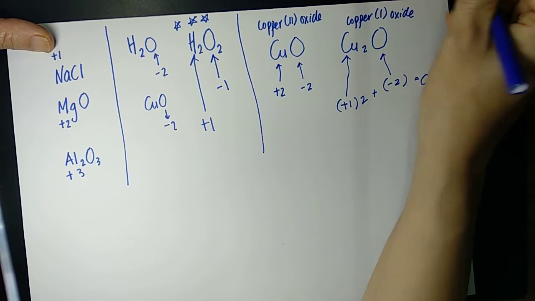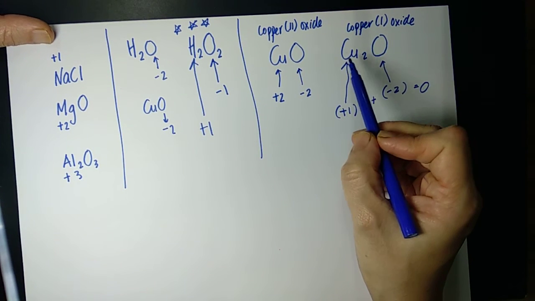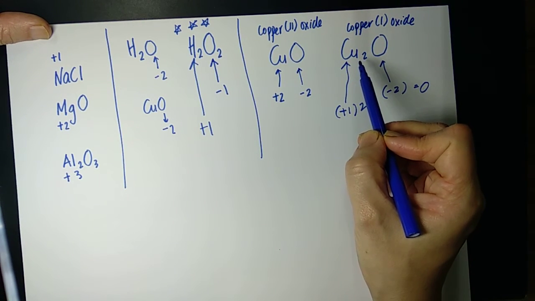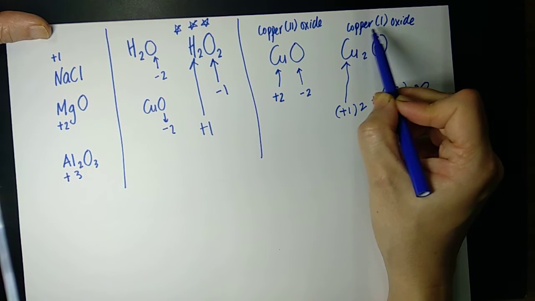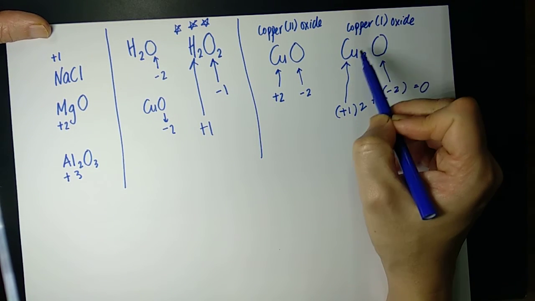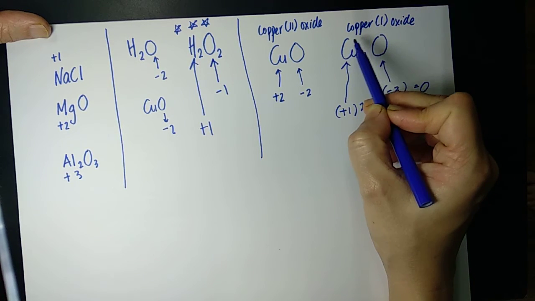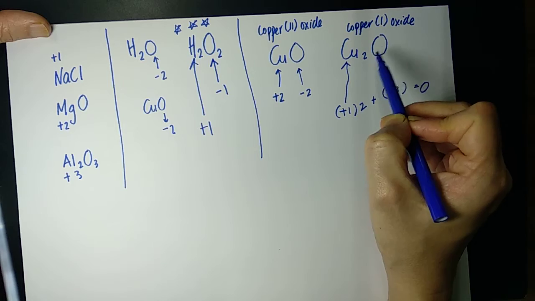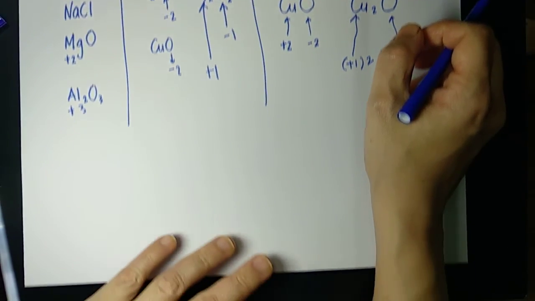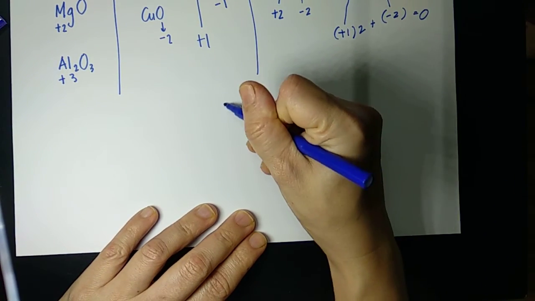So you have to understand that the oxidation state of a transition element is written in its name for the compound. So the copper 1 oxide is the oxidation state of this copper, 1, and not referring to the number of coppers in the compound. Now let's look at something else.